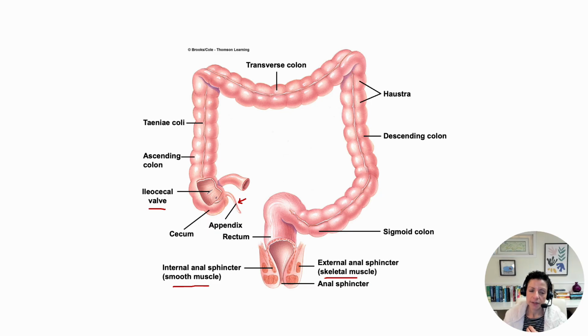You notice that there is this line on both sides of the large intestine called the tinea coli. This is just a connective tissue that helps provide structure to the large intestine. And also notice that the large intestine is sort of separated or forms these sort of rings called haustra. Okay.